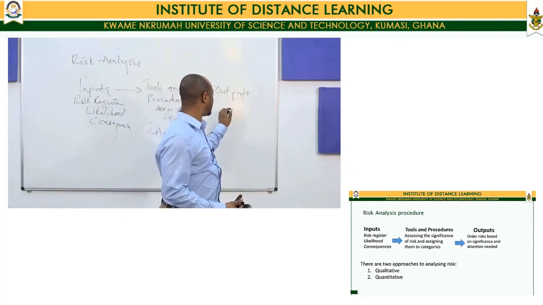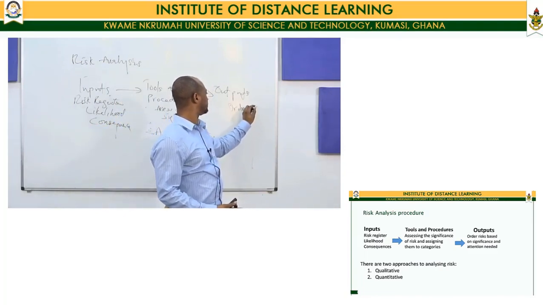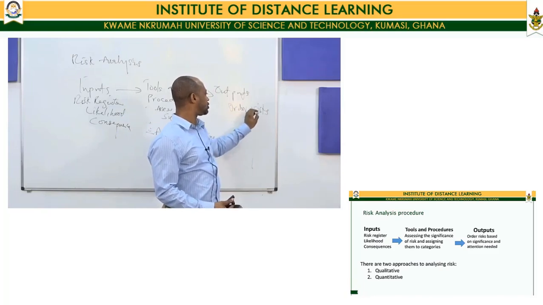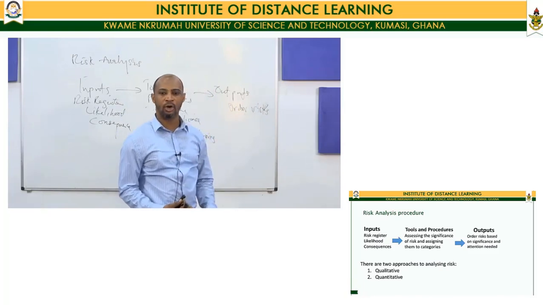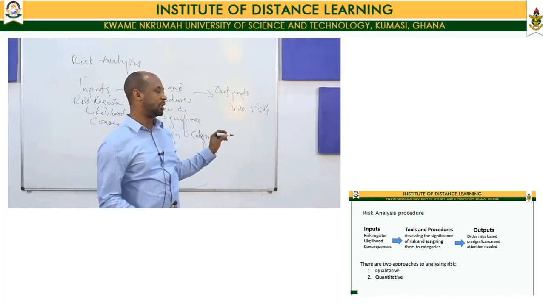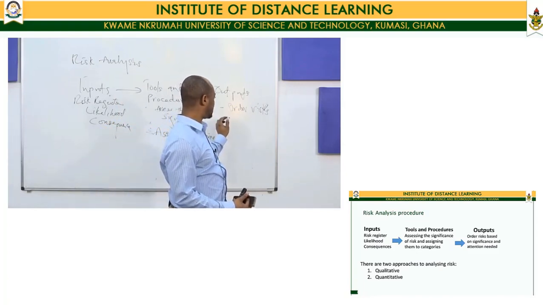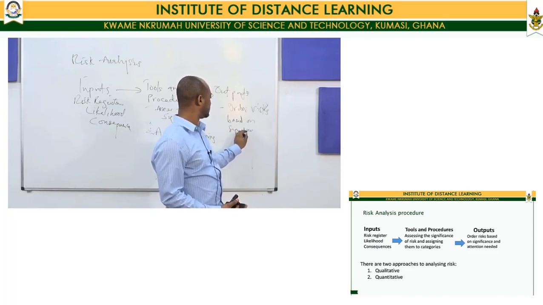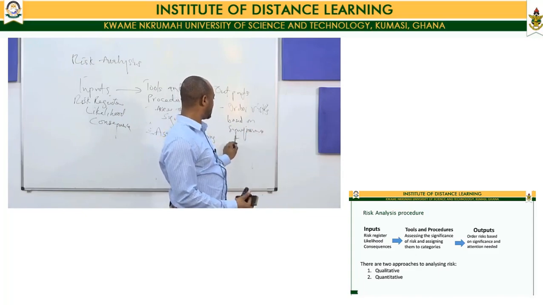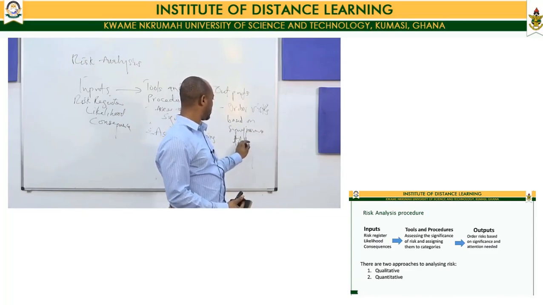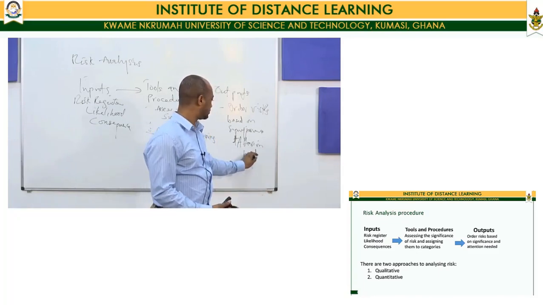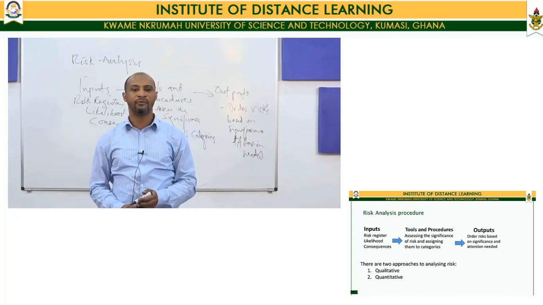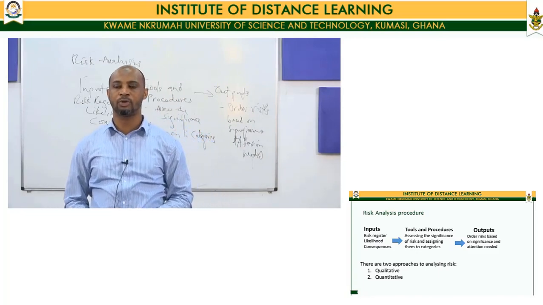Then you order risks based on what? Based on significance and attention needed. What kind of attention do I need to pay to this risk? Normally, it will come from the category that the risk belongs to.